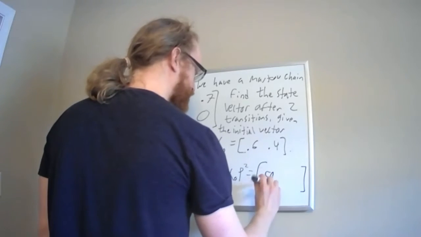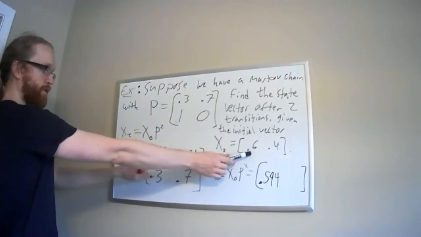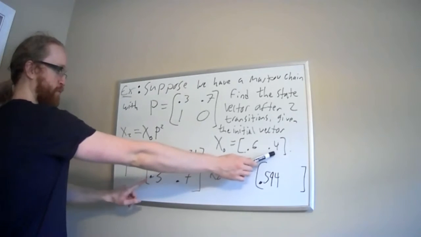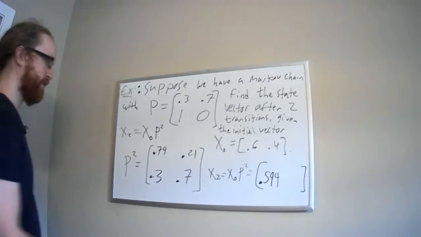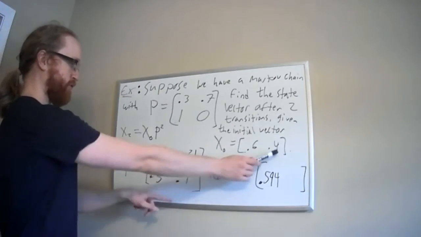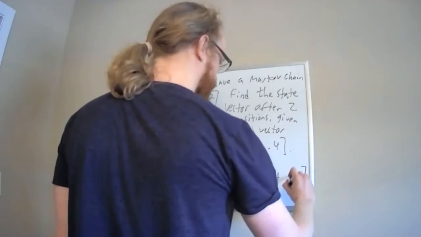If you do that computation, you should get 0.594. Just multiply the 0.6 and the 0.79 and add it to 0.4 times 0.3. And then for the second one, I'm going to take 0.6 times 0.21 and add it to 0.4 times 0.7. And that'll give me 0.406 if you check the work.